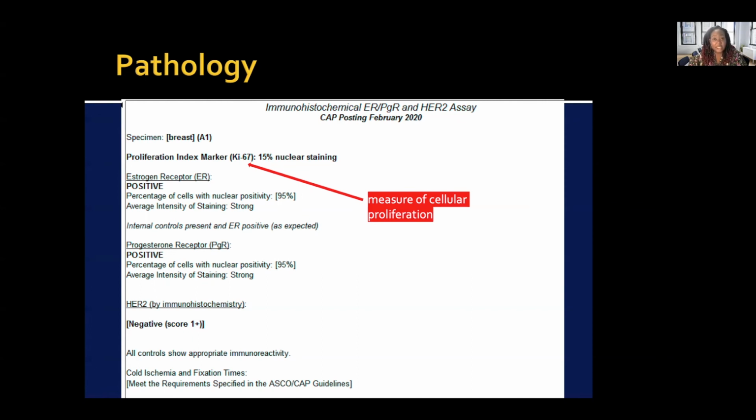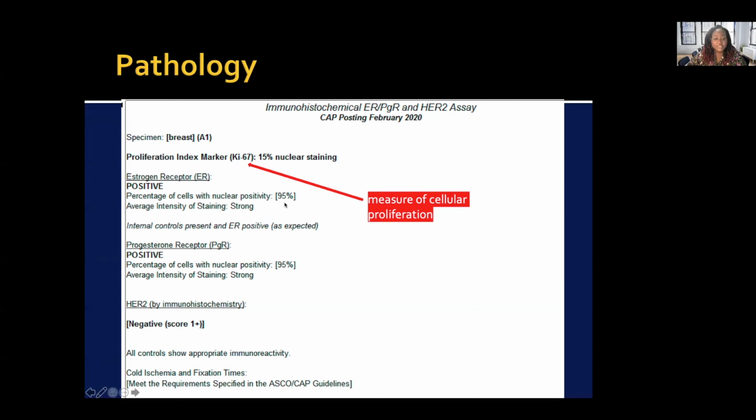These have to be tested for, and usually they take some days to come back. The estrogen, progesterone, and HER2 will be evaluated by the pathology lab and reported. And usually they're reported with a percentage. So they look at the amount of staining that the cells have for estrogen receptors, progesterone, and HER2, and they'll report that as a percentage.